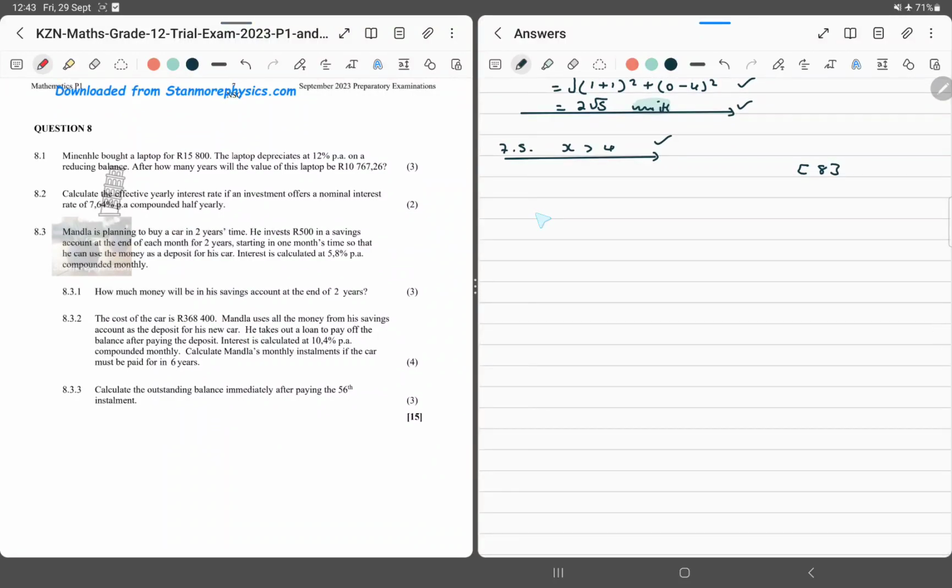So let's do question 8. For you, you should be doing this on a new page. Me, I'm doing it on this page. Let's move. Minentle bought a laptop for R15,838.